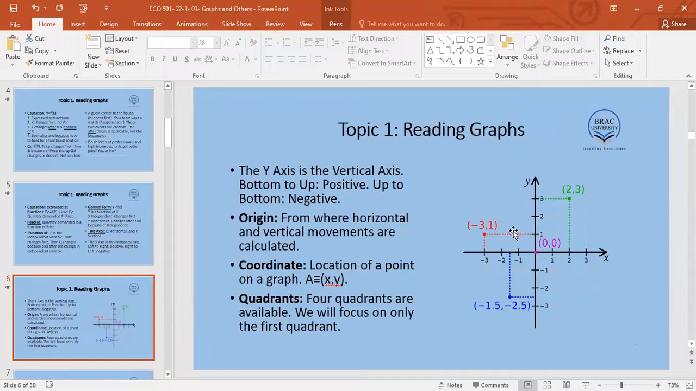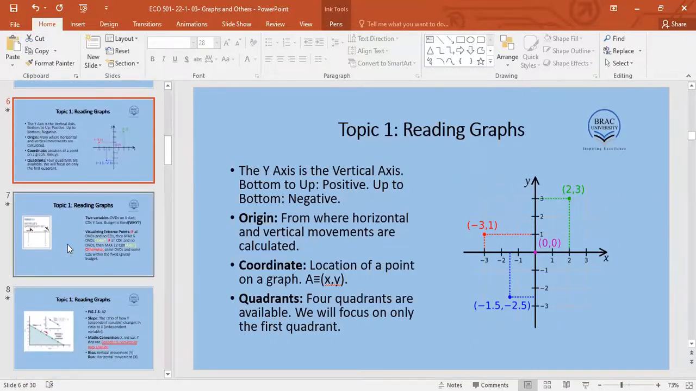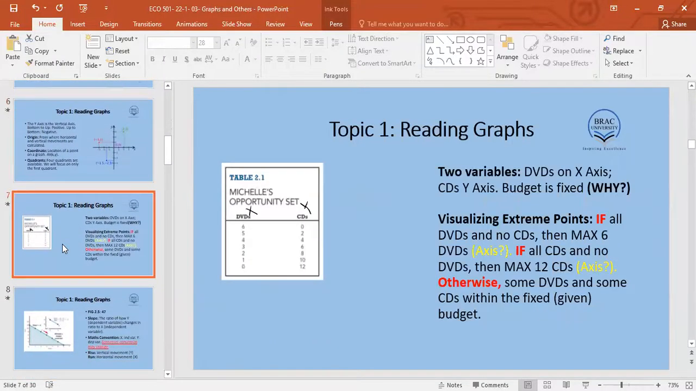Is it clear that the second quadrant is not a quadrant that we are interested in? Yes, sir. We will only consider the first quadrant. The third quadrant, both of them are minus. Fourth quadrant also, one of them is minus. So the other quadrants are available, but we will focus only on the first quadrant because economics rules out any negative value for any variable. আচ্ছা, এখন দেখি আমরা, we are going to read this graph.